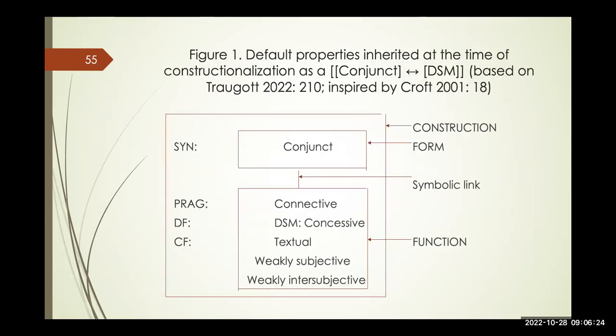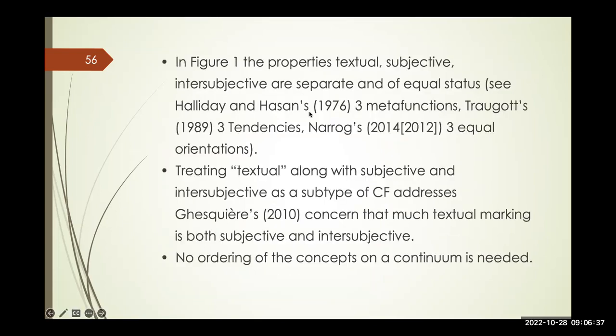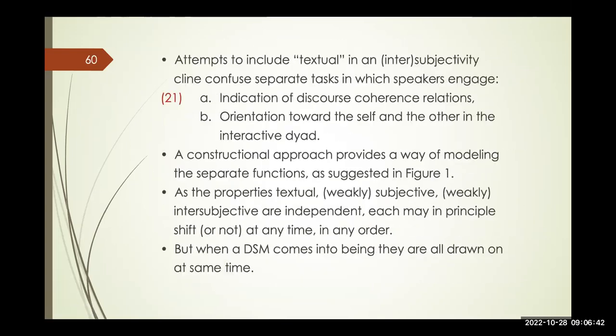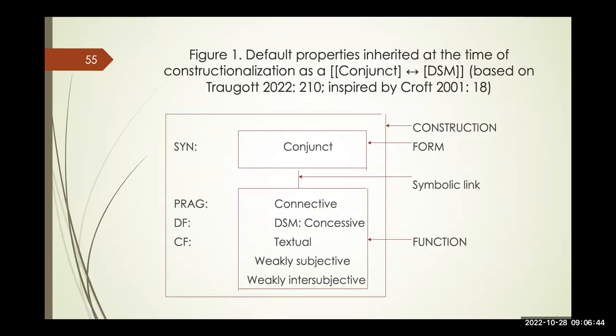Using Croft's model, we can model it this way. I mentioned earlier that Croft suggested that a construction is a unit. The construction is a unit that is shown by this outside box. It has internal components. This has four.